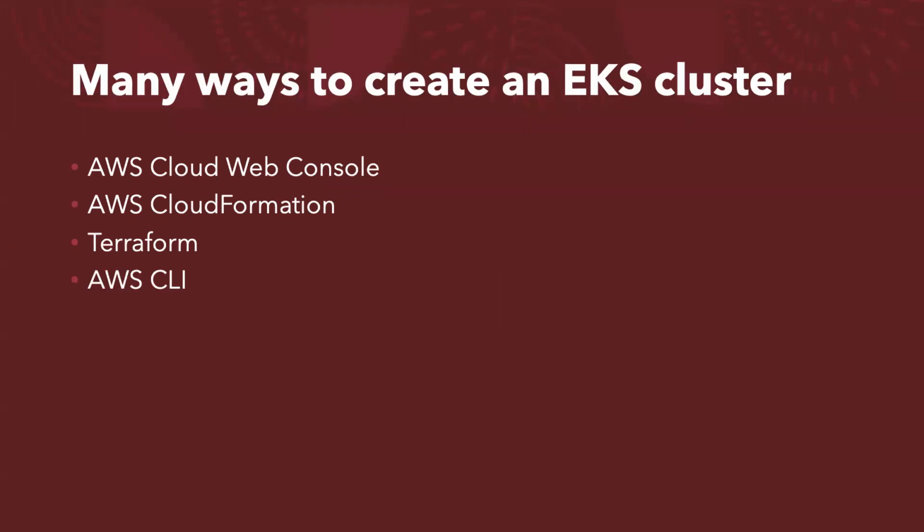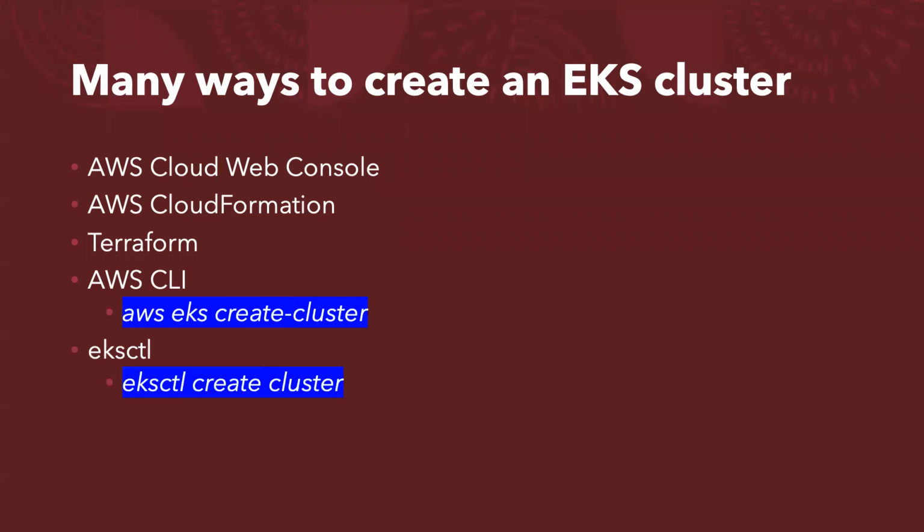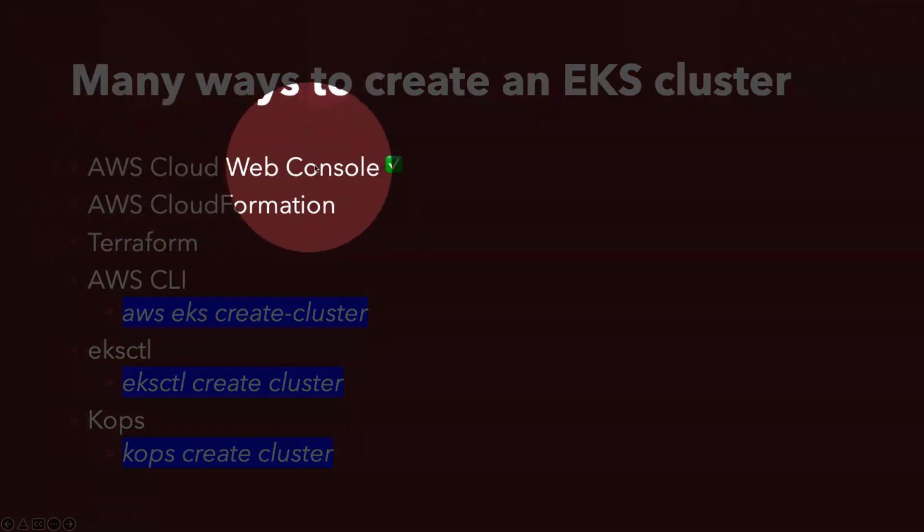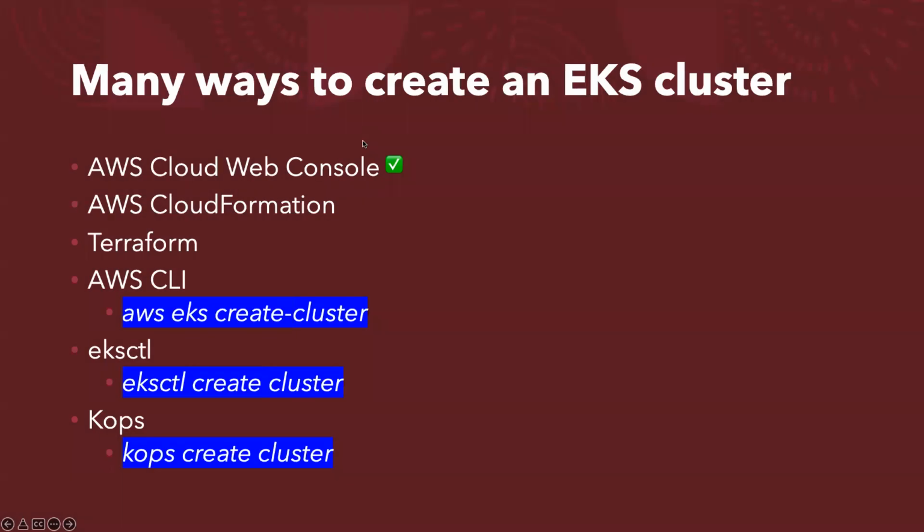And if you prefer the command line, AWS has its own CLI, or you can use the eksctl command line. If you're using the AWS CLI, that's aws eks create-cluster. With eksctl, it's eksctl create cluster. Or you might use kOps, kops create cluster, to create the EKS cluster. Today, I'm going to show you how to create the EKS cluster by the Web Console, okay?